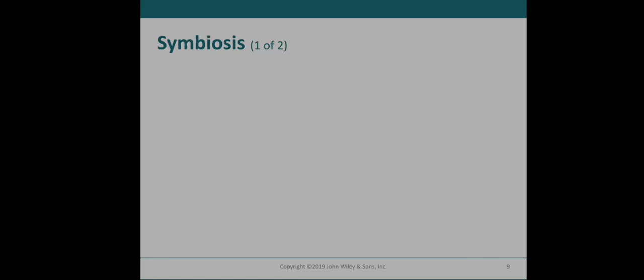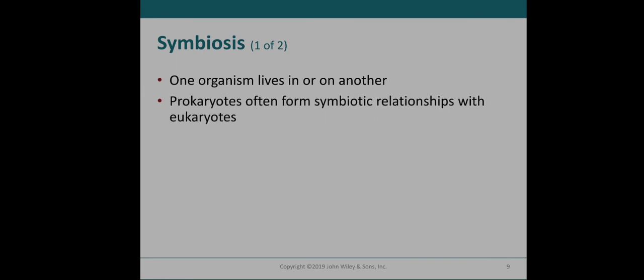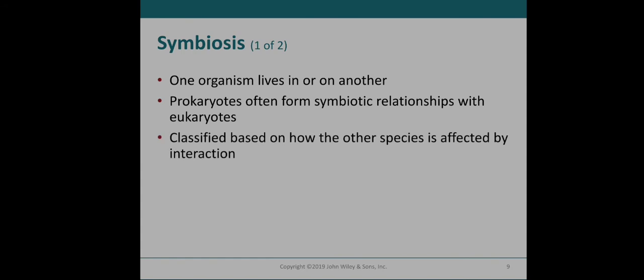In terms of their interaction with other organisms, we have symbiotic relationships, where one organism lives in or on another. This is actually the norm for prokaryotes because they are very, very small, and they live on the surface or inside other organisms. So prokaryotes often form symbiotic relationships with the eukaryotes. They are classified based on how the other species is affected by the interaction. We have mutualism, commensalism, and parasitism types of interaction.